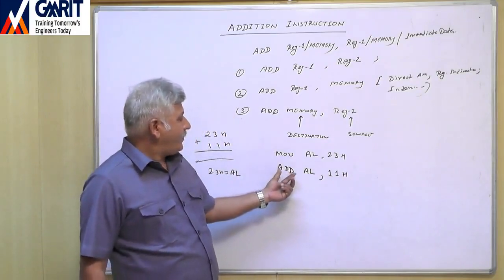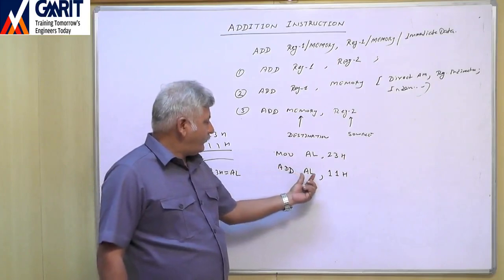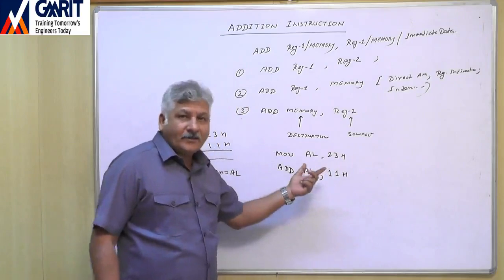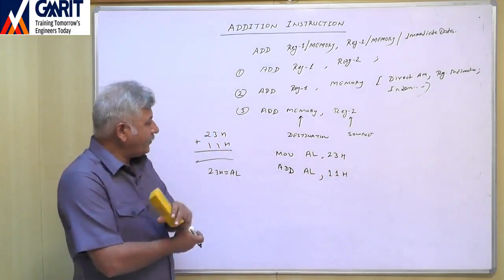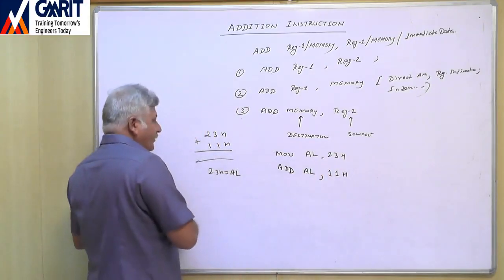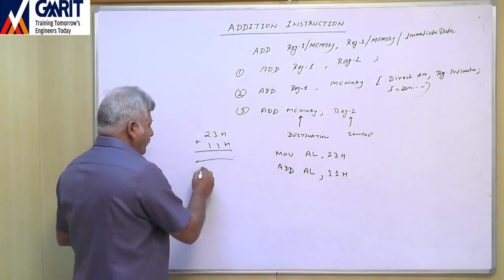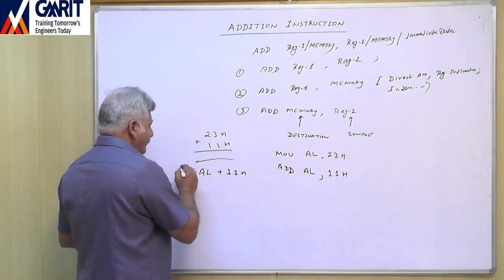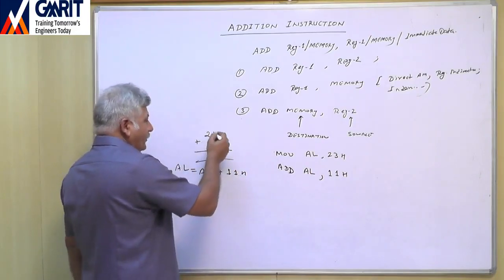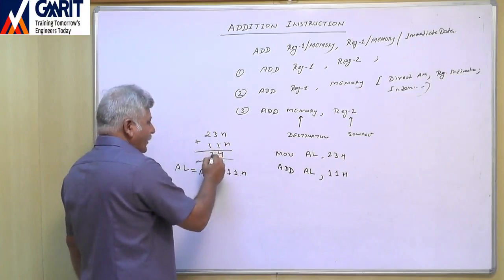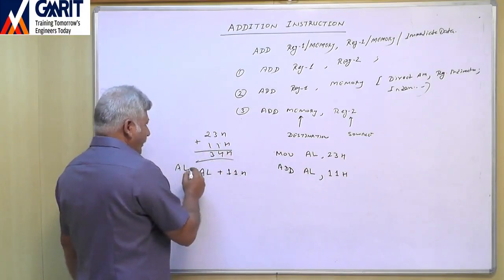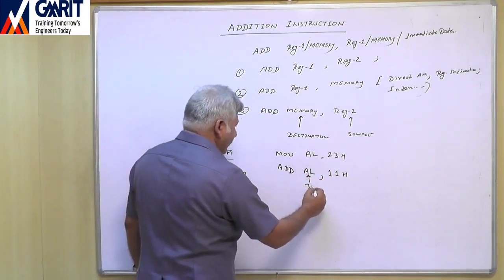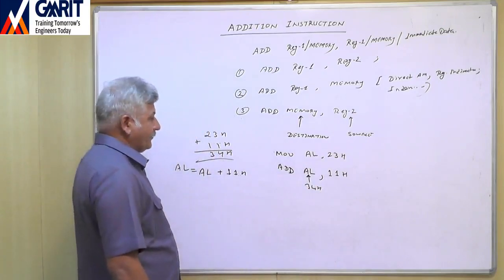So with the instruction, one of our operands is in the AL register, and the second operand we have given with the instruction, right? So the operation will take place, and the value of AL will be added with the immediate data 11H, and the result will be stored in AL. So here 3 plus 1 is 4, 2 plus 1 is 3, so 34. After the execution of this instruction, in AL we will find 34H stored in the AL register.